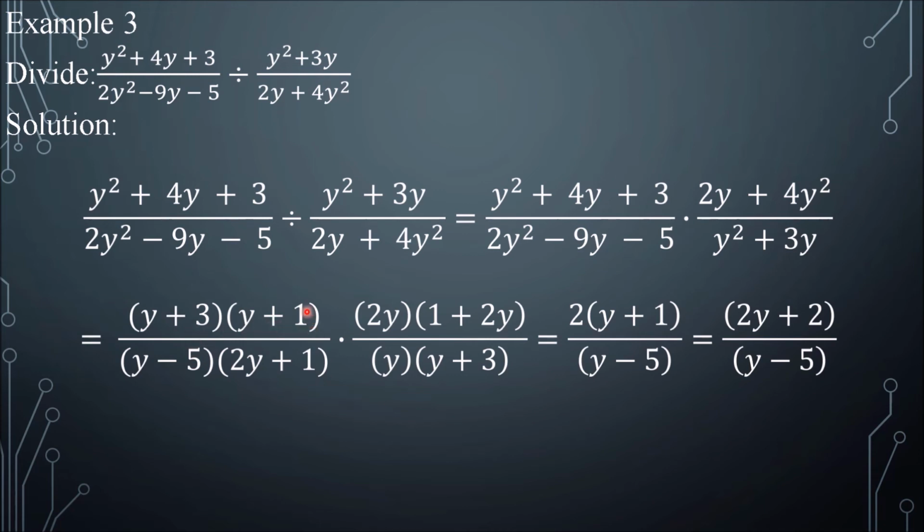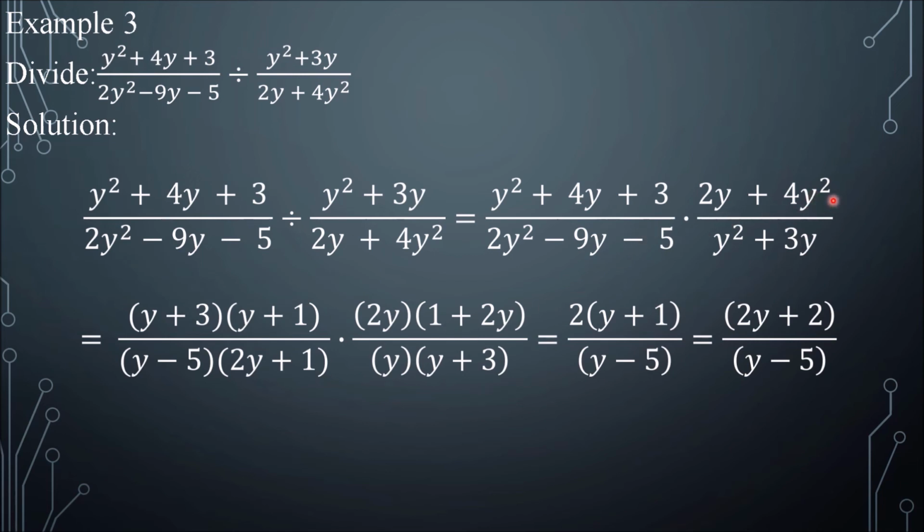Why? Because the factors of y squared are y and y. Factors of 3 are 3 and 1. Now, this is the perfect combination in order to get the middle term 4y. Now, for the denominator of this, 2y squared has the factors of y and 2y. And then negative 5 has the factors of negative 5 and 1. So this is the right combination in order to get negative 9y, the middle term. So set aside. And let's have the other side.